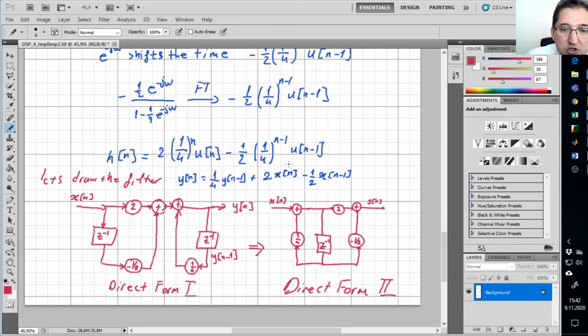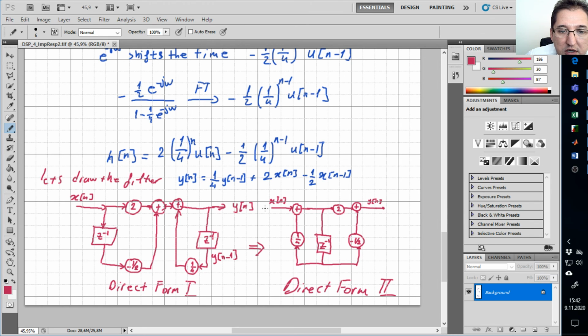An addition of these two terms is added here, and also here y[n-1]. We can obtain this from the output of the system. Here we put a delay element, and y[n-1]. We get this from this and multiply it by 1/4 and add it to the other terms, and we get y[n] from here. This is direct form 1.